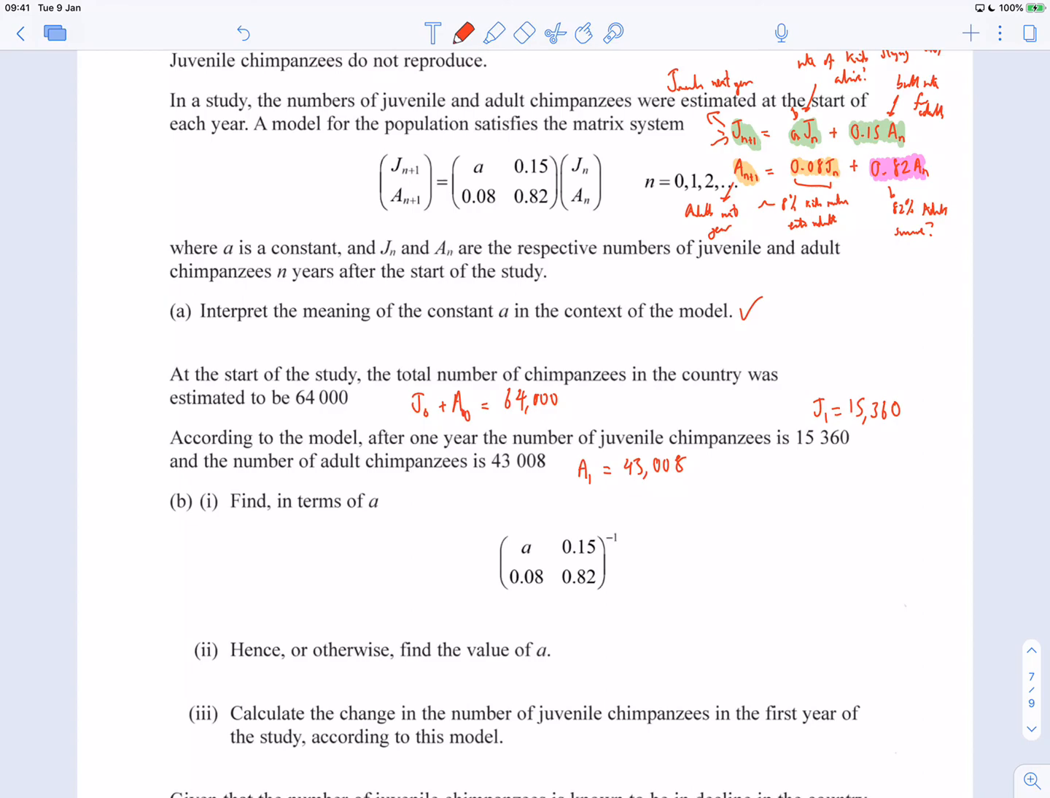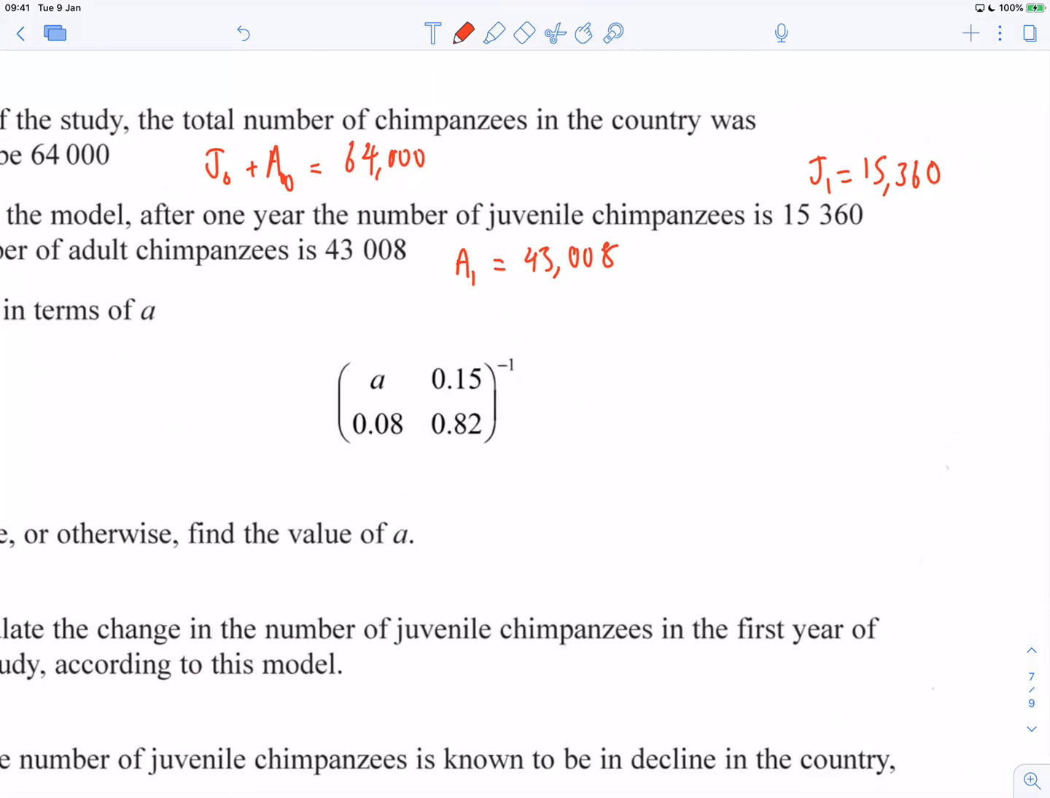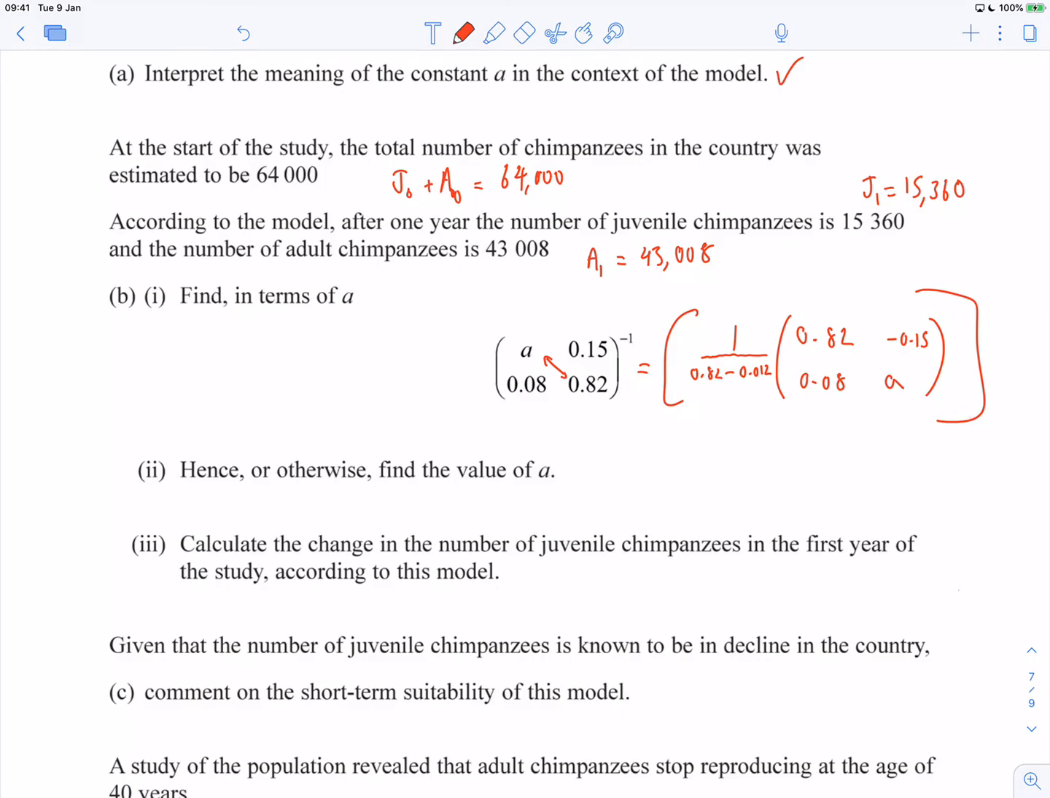Find in terms of A the inverse. We've done this many times. So you swap these 2 over. So this is going to be 0.82 with an A down there, and then you make the opposite corners negative, so it's 0.15 and 0.08. And then remember to multiply that by 1 over the determinant, so it's 0.82A minus the other product, 0.15 times 0.08, which is 0.012. There's my inverse. That wasn't bad. And then hence or otherwise find A.